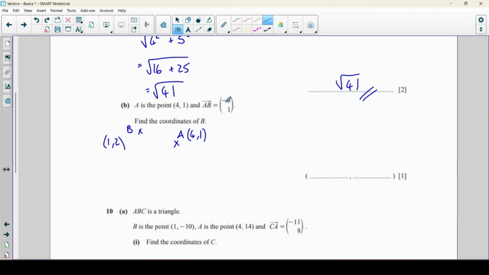Again, we could have just added this vector onto A. 4 add minus 3 is 1. 1 add 1 is 2.